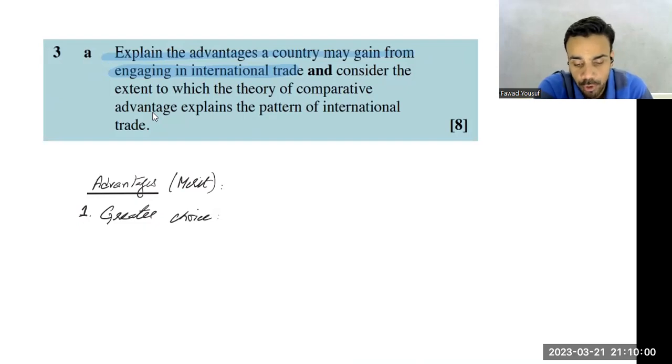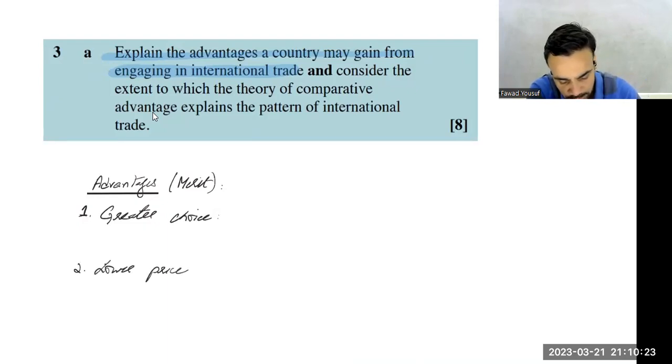So what happens through trade is that you can sell those things which other countries don't make, and then you can import those goods which other countries don't have. And as a result, the country has more choice, there's greater variety of goods and services. Secondly, you can even get yourself some lower prices. Now, in the second paragraph, you would explain how there can be lower prices as a result of international trade.